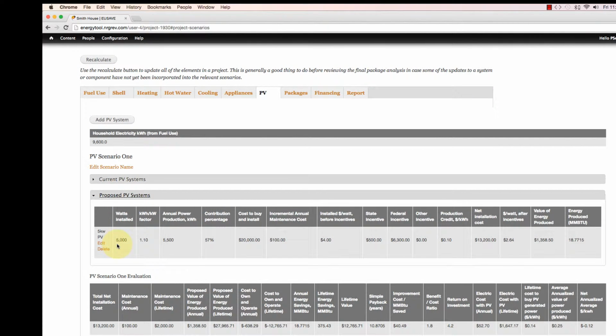The values we entered have carried through to the system table. Energy contribution has been calculated. This means that our annual power production is 57% of the total household electricity use. Our costs and maintenance, along with cost to install, price per watt, incentives, production credit. The net installation cost is the total cost minus the incentives. The price per watt after figuring in the incentives.